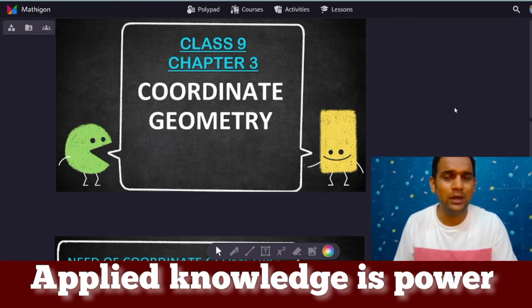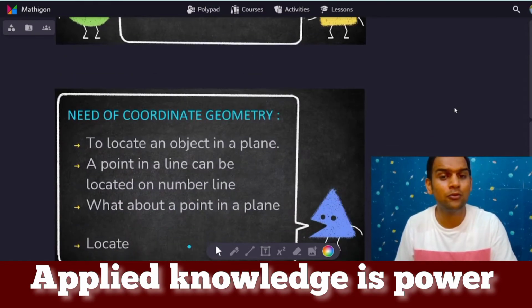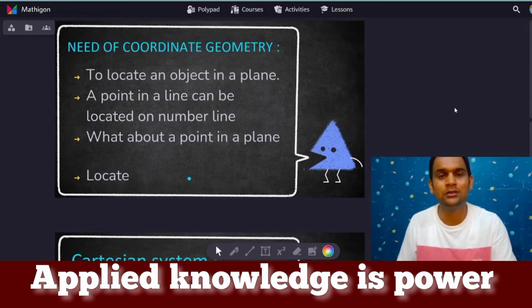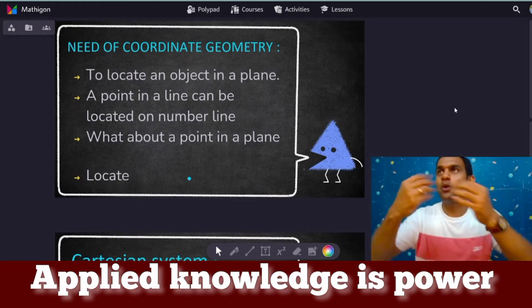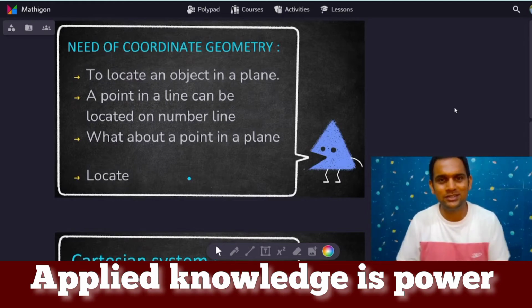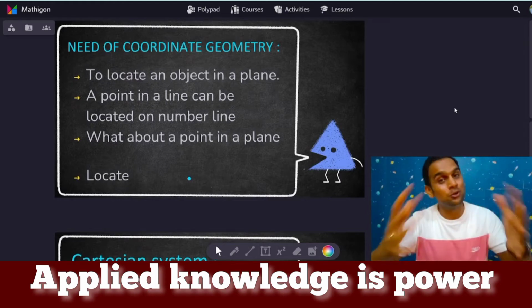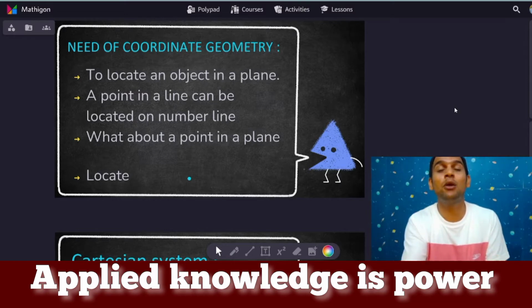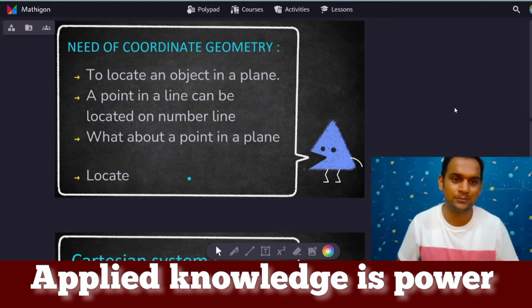So the obvious question comes: what is the need of coordinate geometry? Now, geometry is always needed because whatever we have in our surroundings, it's all a part of geometry, right? We try to understand it in the form of shapes, in different kinds and forms. So that is why geometry is needed.